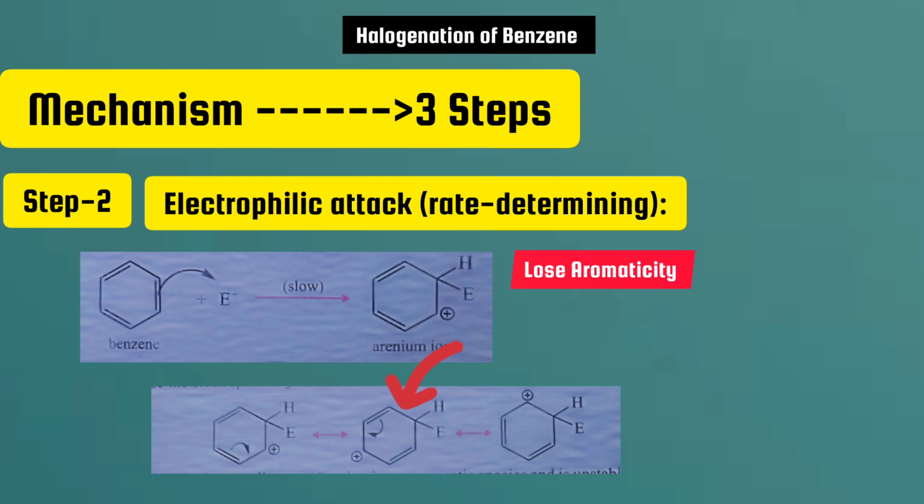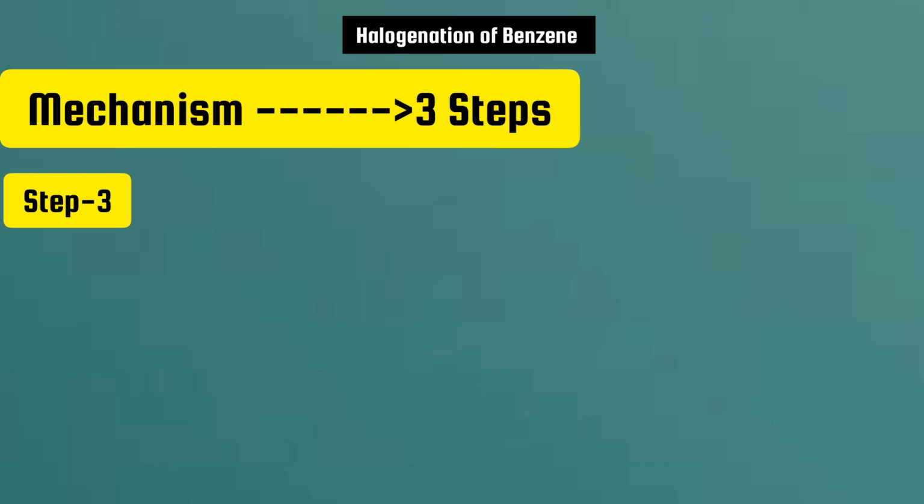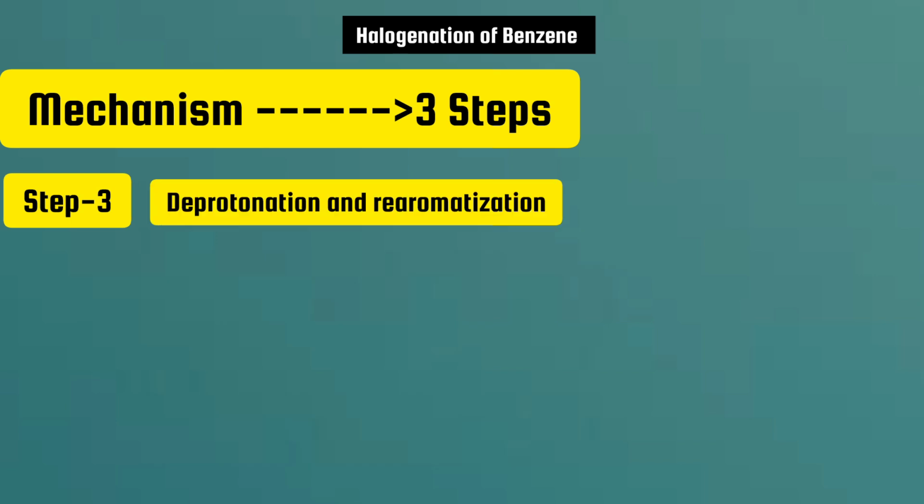This resonance stabilized carbocation is called the sigma complex because the electrophile is joined to the benzene ring by a new sigma bond. Step 3. The deprotonation and re-aromatization.